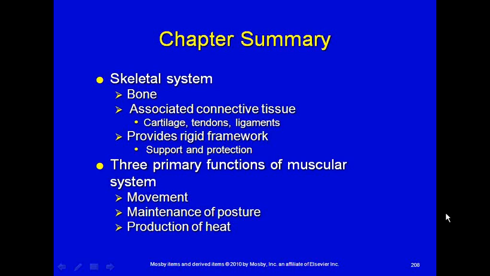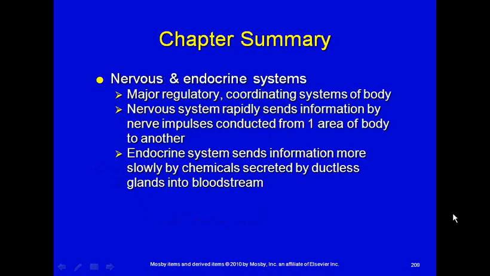Bones provide a rigid framework to support and protect our body as well. When you think about the thoracic rib cage and how it protects our vital organs located within our chest. There are three primary functions of our muscular system. They include movement, maintenance of posture, and it's also the working and moving of the particularly large muscles in our body that helps us produce heat.